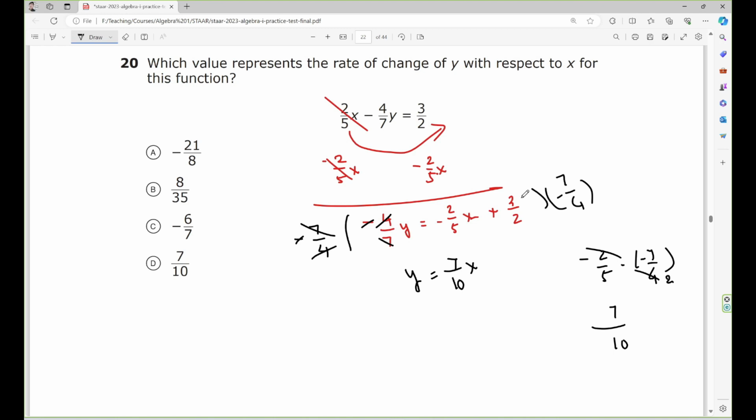And this one, 7 times 3 it could be 21. And if you have negative 1 right here, so negative 21 over 8. Right? So the slope should be 7 over 10. So the answer must be D.